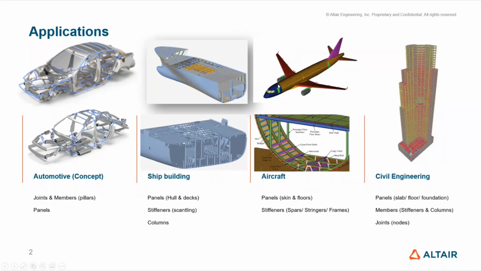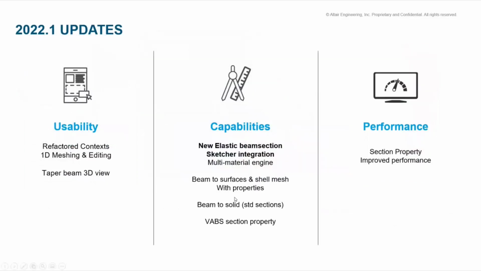civil engineering. In short, members or stiffeners are everywhere, just that the name changes. We might call them members or pillars or columns, stiffeners, scantling, and so on. But I will try to illustrate what stiffened structures basically are and what is new.